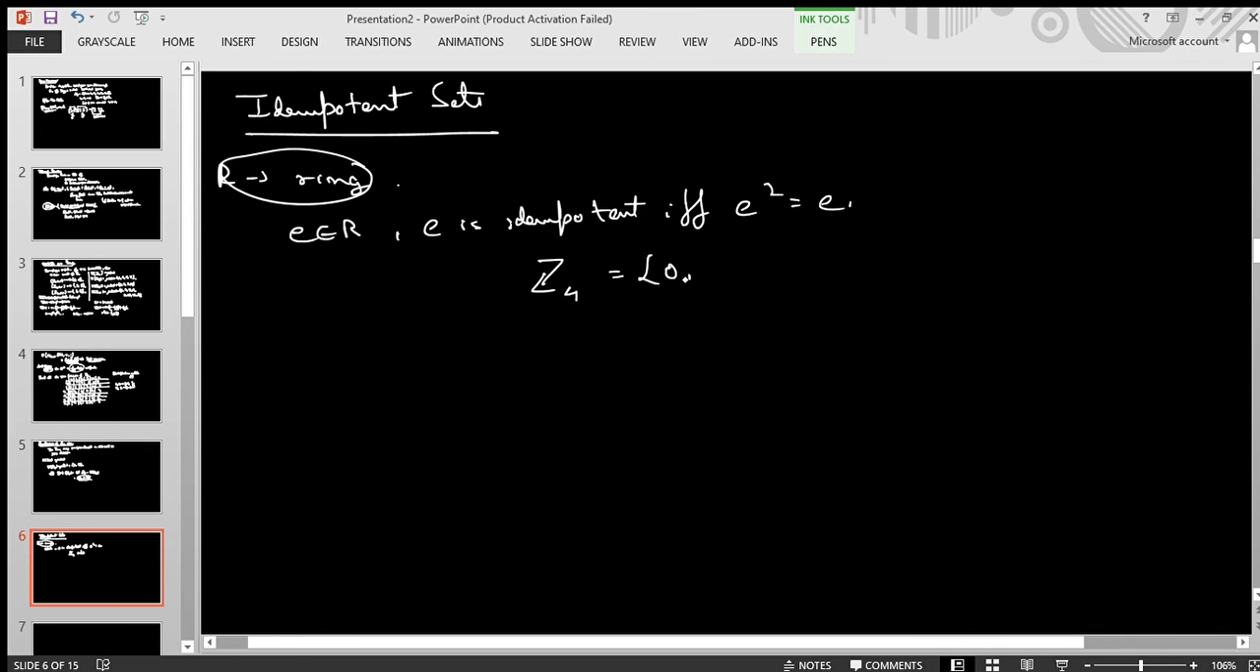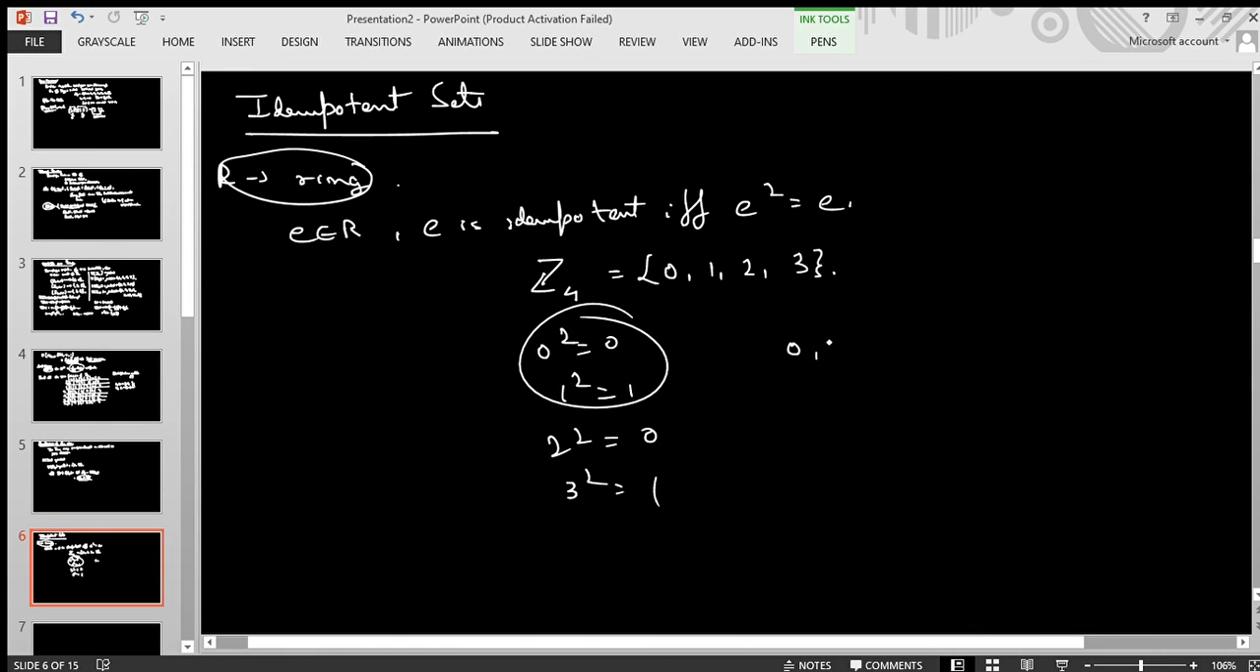So Z4 has 0, 1, 2, 3. Acha. What is 0 square? 0. What is 1 square? 1. What is 2 square? 2 square is 4, so 0. 3 square is 9, so 1. That means you have only two idempotent elements, 0 and 1, and this set is an idempotent set. Clear? Idempotent elements clear?